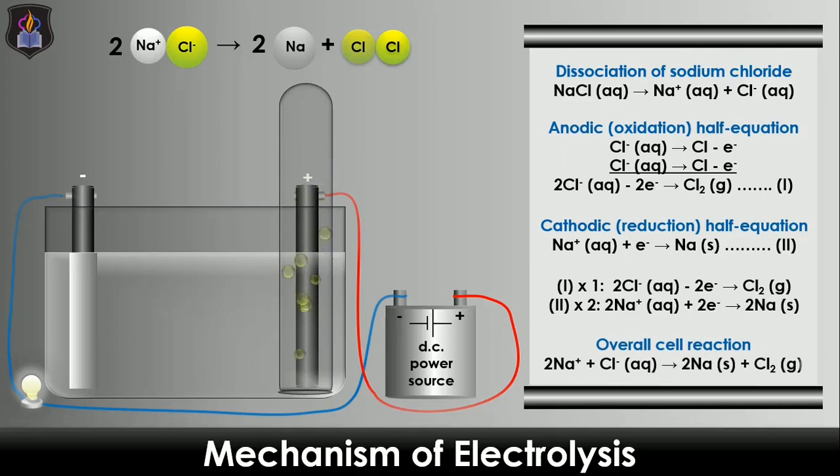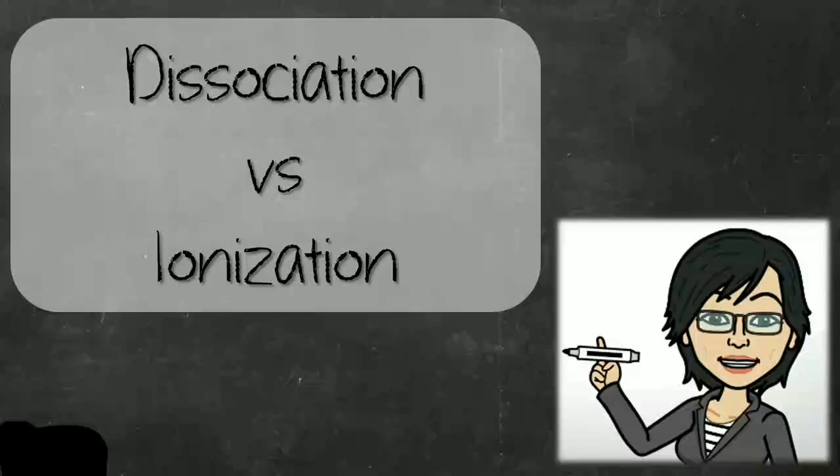Note that this explanation is based on the electrolysis of molten sodium chloride, in which there are only two ions, sodium ion and chloride ion, in the electrolyte, and there are no competitions at the electrode. In the further part of the video, we'll be looking at what happens when there are more than two ions in the electrolyte. In this part of the video, we are going to look at how to differentiate between dissociation and ionization in water.